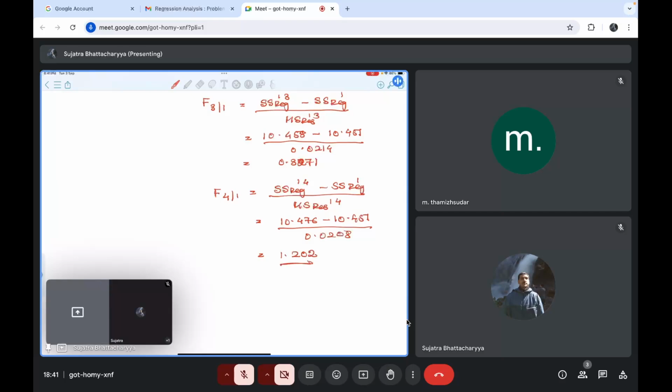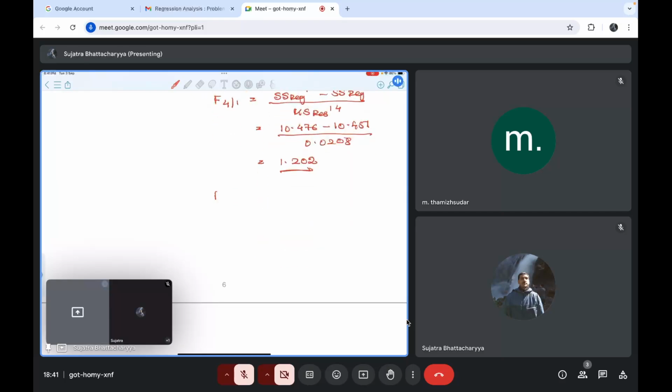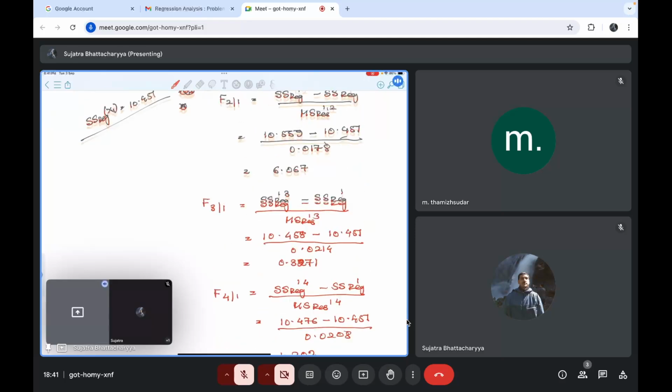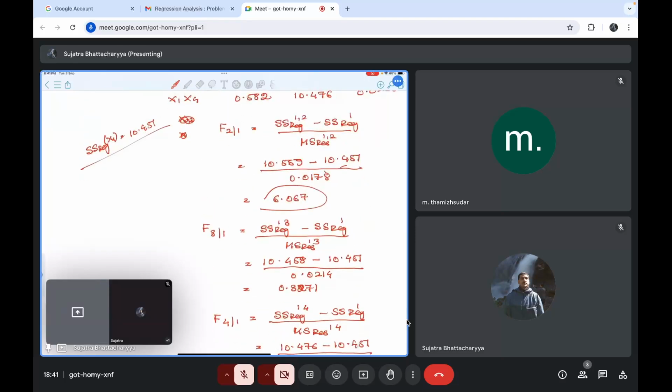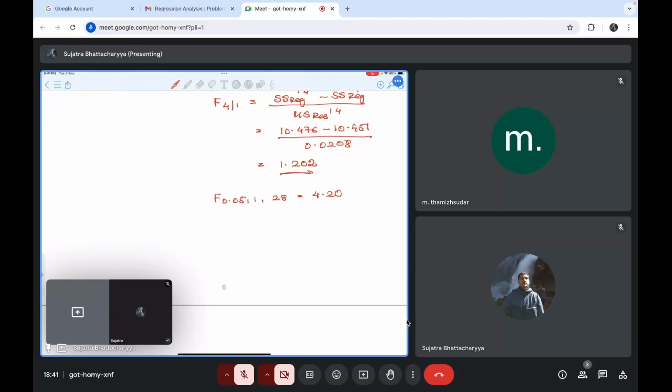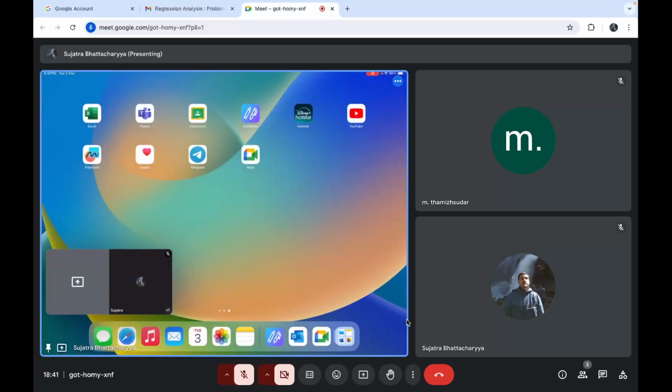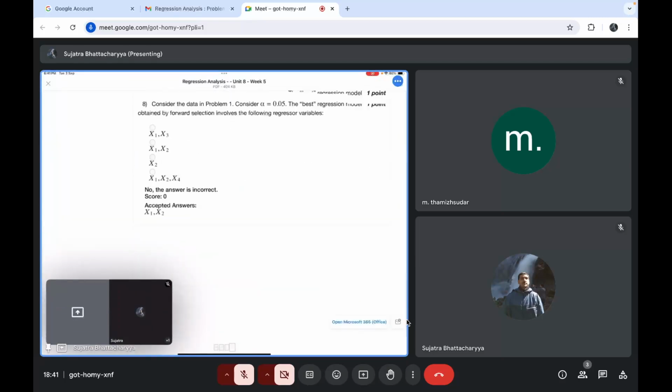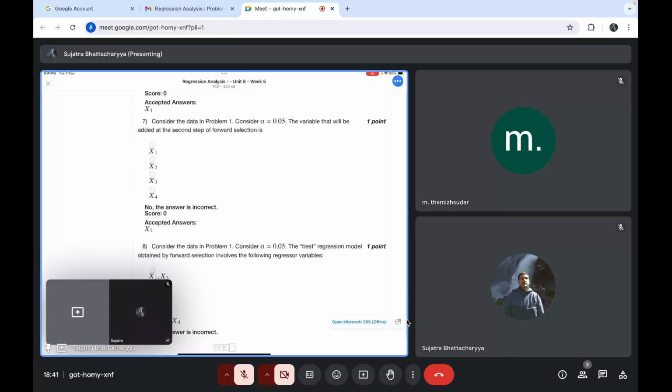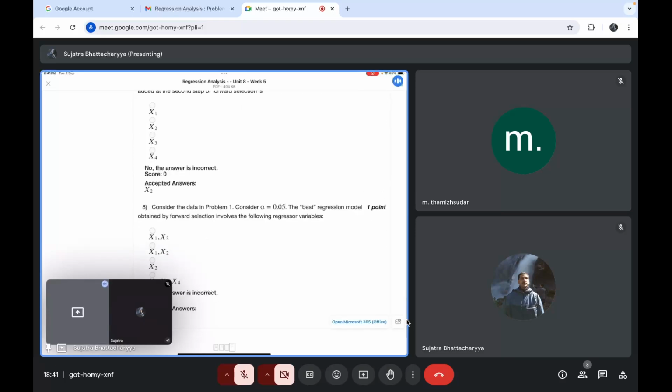And what is the criterion? As given, it's F 0.05, 1, comma, 28, which is 4.20. So the highest has to be added. The highest is this, so x2 has to be added. So if you look at the second question, it's x2.